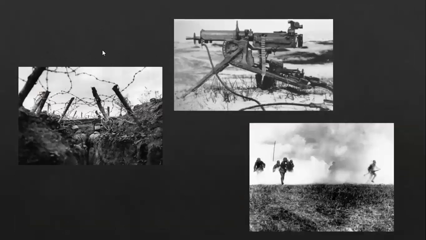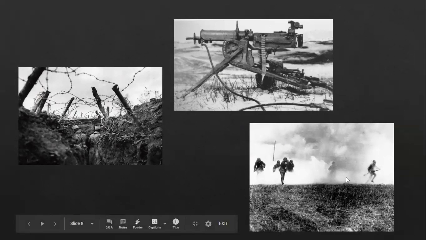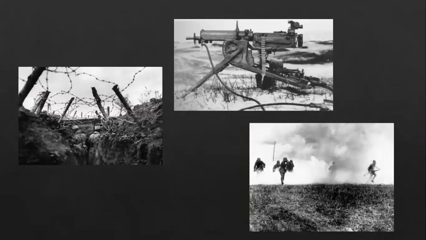Now, not only were those things, but things like barbed wire, machine guns, poisonous gas, horrific weapons that had never been used in combat before would come into play during the World War, right?